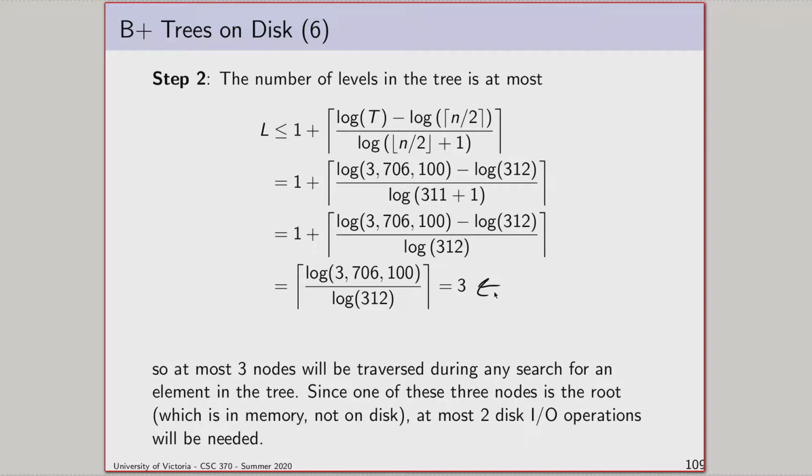So that means if I have to traverse the tree to locate a node, or to locate a particular key at the lowest level of the tree, I have to walk through 3 different nodes, which are 3 different blocks. But because the root is already in memory, only 2 of those are actually disk I/O operations.